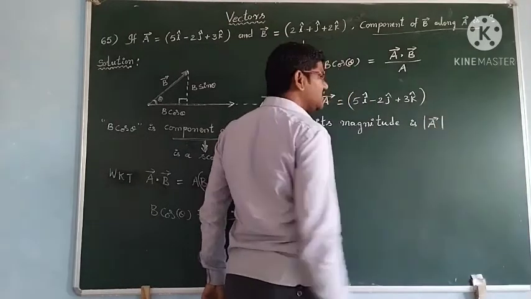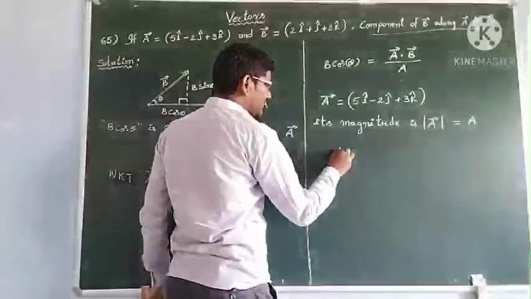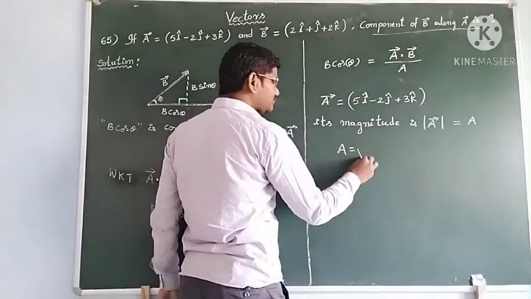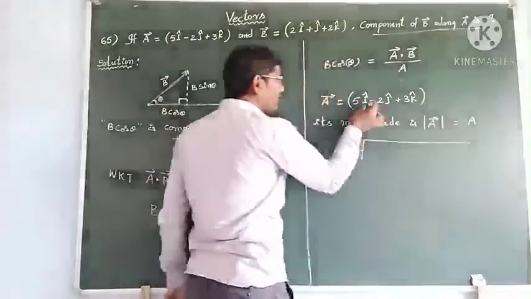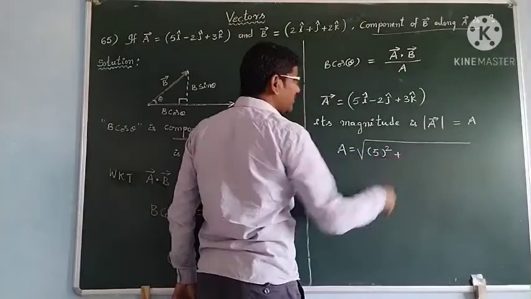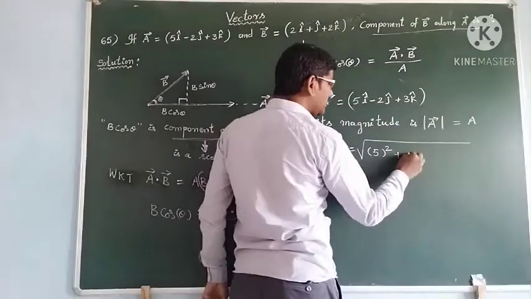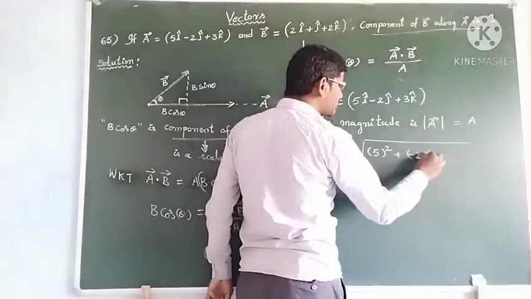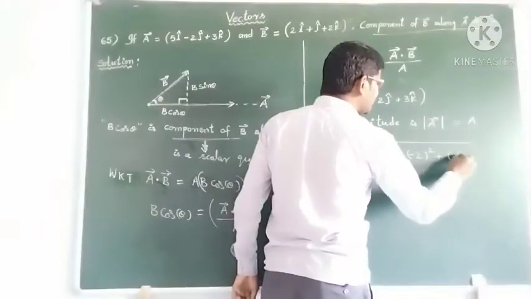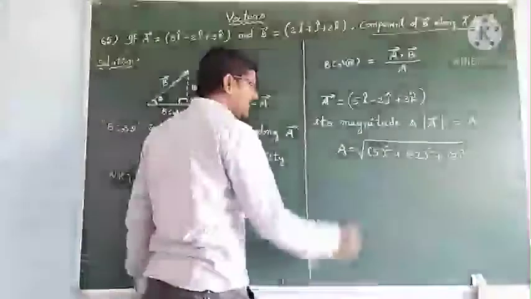The magnitude of a vector is the modulus of A bar, that is equal to A. That A I want to find now. A is equal to the square root of I coefficient square, 5 square, plus J coefficient square. J coefficient is minus 2 here, so minus 2 whole square, plus K coefficient 3 whole square. So that is the magnitude of A.